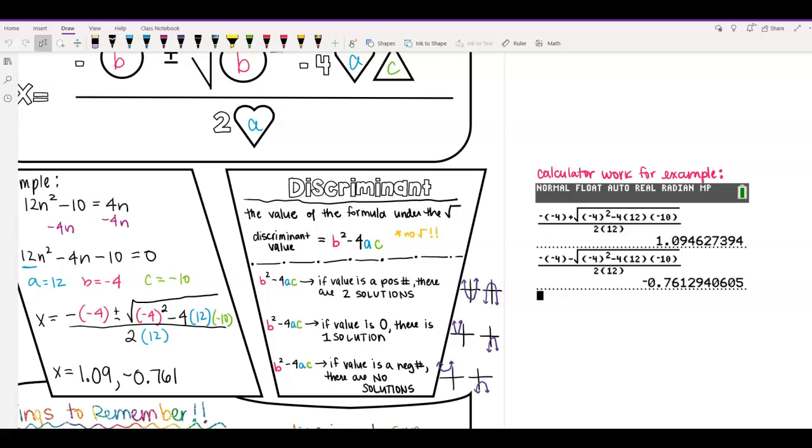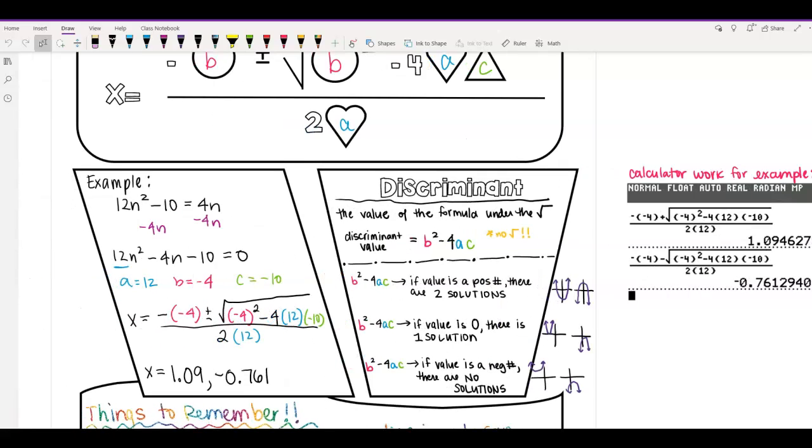So for a majority of the problems, that's what you're going to be doing. You're going to write down the correct formula with the correct numbers in there, type that into your calculator, and then that should give you your answers right off the bat. So if you know the formula and you got all your things entered in your calculator right, these should be really easy problems for you.